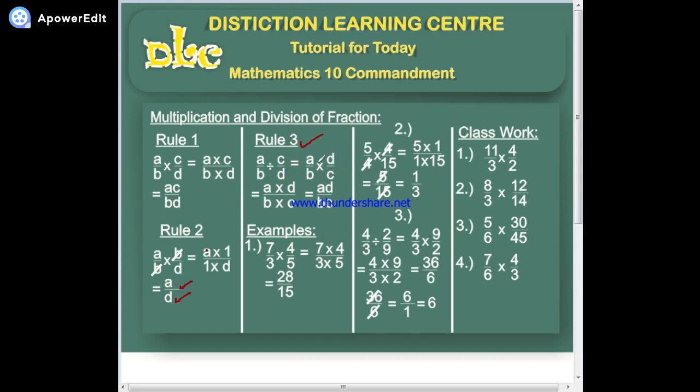Since you understand that, what we now have left is A times D. That is, you multiply this A by this D, the numerator by the numerator. And the second one is B times C, the denominator by the denominator. If you simplify, A times D gives you AD, and B times C gives you BC. So that is what the rule is trying to explain.